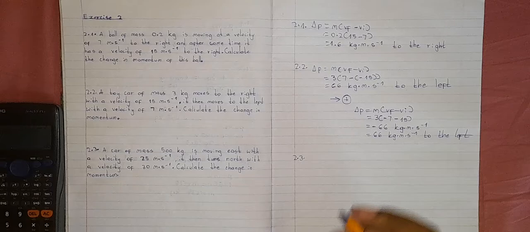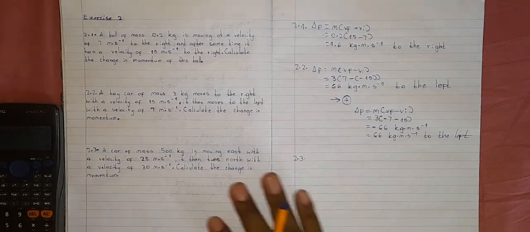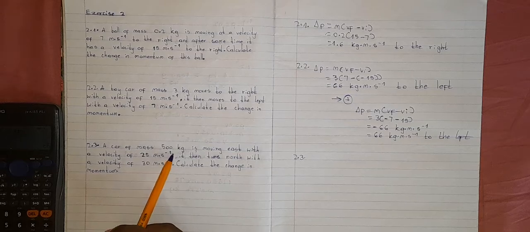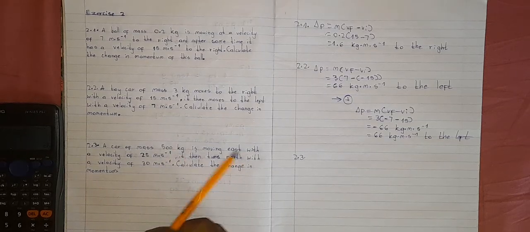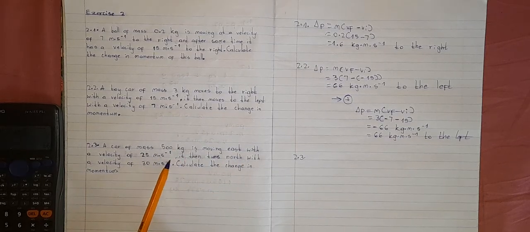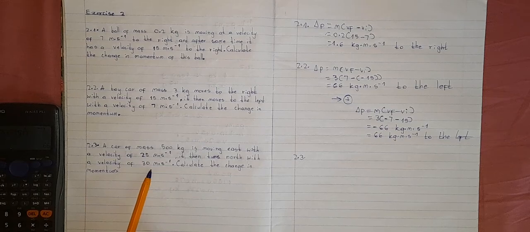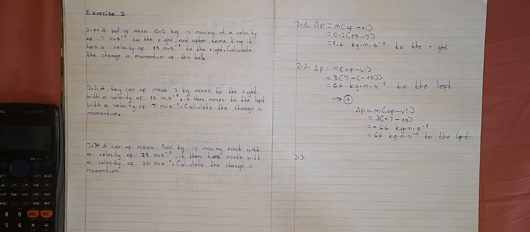If you do not understand, you are free to ask anything. Number 3 here says a car of mass 500 kg is moving east with a velocity of 25 meters per second. It then turns north with a velocity of 30 meters per second. Calculate the change in momentum of this car.